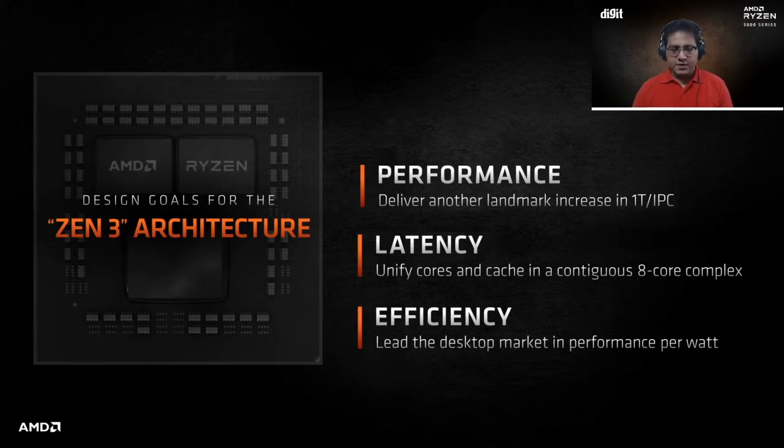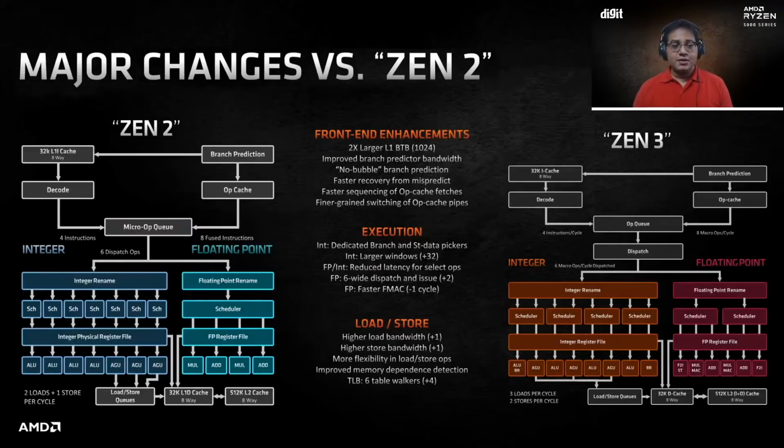Now, once we have these design goals out of the way, let's take a look at the major changes that were incorporated in Zen 3 versus Zen 2. Now, this was a ground-up redesign, so there were a lot of different changes. All of the elements that you see in front of you have to be balanced. So an improvement in one aspect is closely tied to another element of the microarchitecture, and the two need to be tweaked in order to get a good performance gain overall.